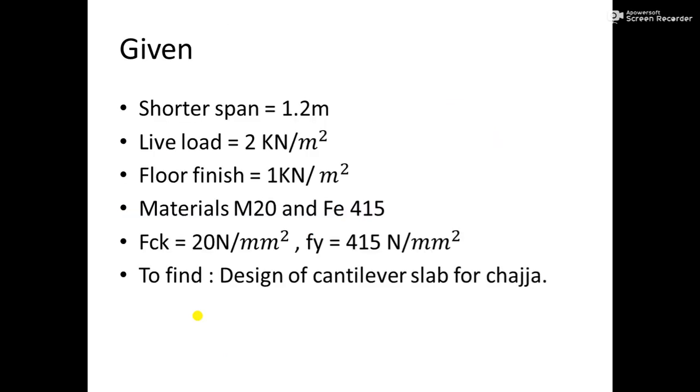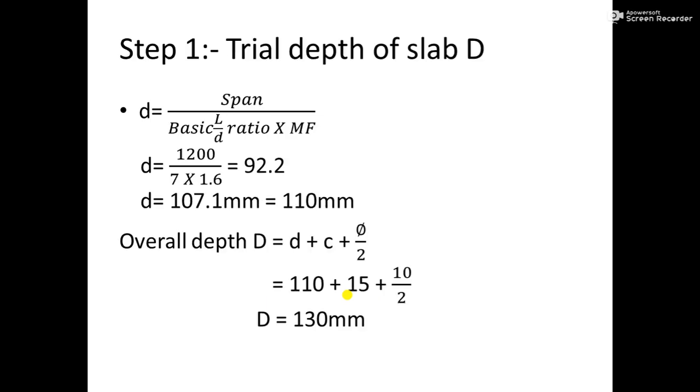In the given problem, the shorter span is 1.2 meter, live load 2 kN per meter square, floor finish 1 kN per meter square, materials used are M20 and Fe415, fck 20 Newton per mm square, fy 415 Newton per mm square. We have to find the design of cantilever slab for chhaja. It is also known as cantilever slab or chhaja, or slab projection or veranda or window projection. It is also known as chhapri.